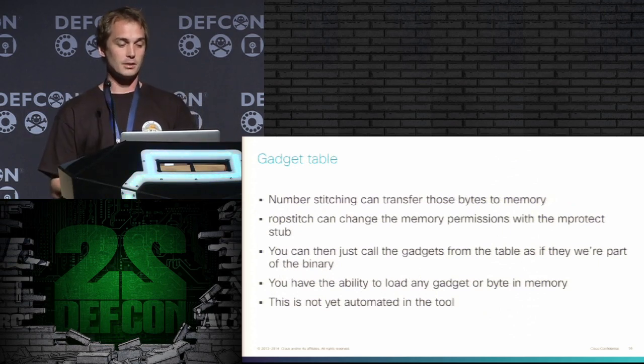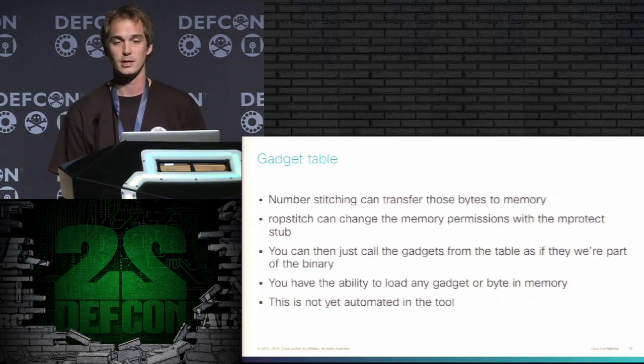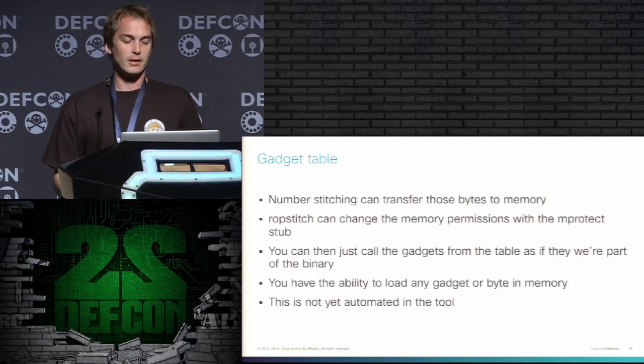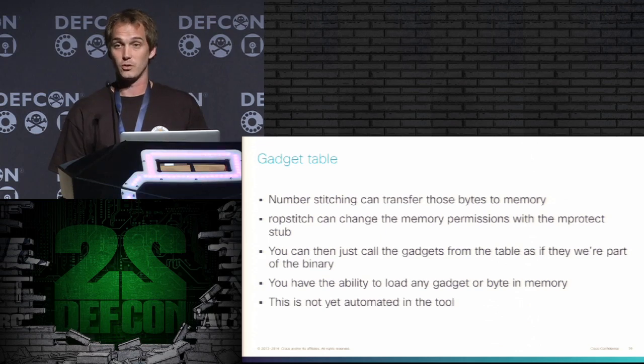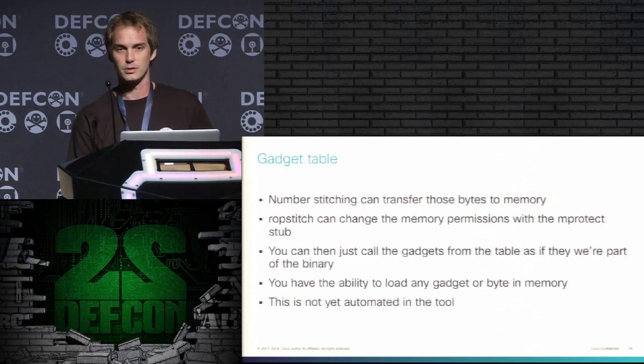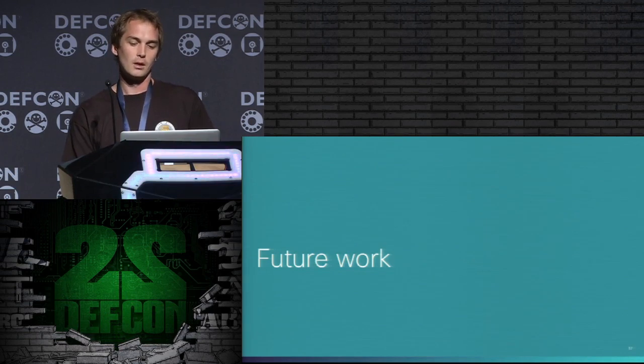And so, since the tool can change your memory permissions, it will work. And then you just call the gadgets from your table, or it doesn't have to be necessarily gadgets, it can just be bytes. You can just add a bunch of bytes there and it increases the availability of your bytes. And so you have the ability to load any gadget or byte in memory just using a bunch of memory addresses. I haven't automated that part in the tool yet, it's just on the side.